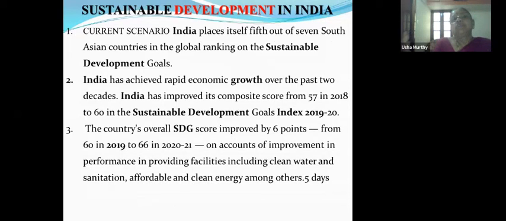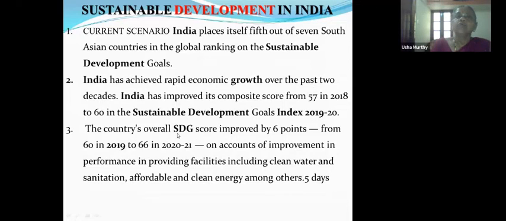Okay, now the current scenario. What is the attempt in our country? So, in India, it places itself 5th out of the 7 South Asian countries in the global ranking on the Sustainable Development Goals. India has achieved rapid economic growth over the past 2 decades, and it has improved its score on the Sustainable Development Goal Index.